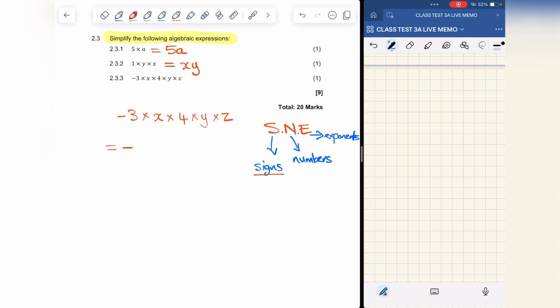So my signs are now sorted. Then I need to look at the numbers. So what are the numbers in here? There's a 3 and there's a 4. So I need to multiply them and I get 12.